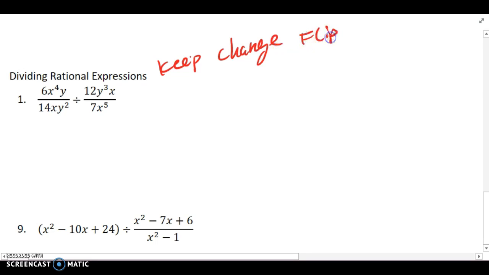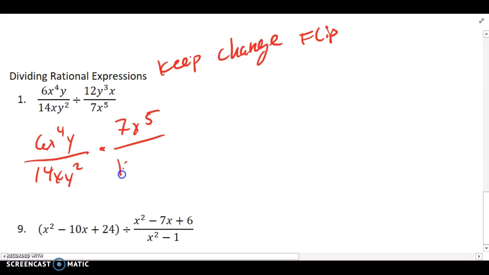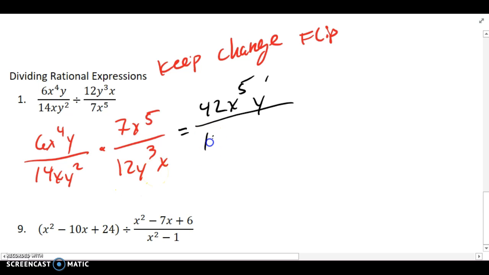That's all. So we're going to keep the first one, change to times, and then flip the fraction. Now notice there are no pluses and minuses here, so we can actually just multiply numbers. So we're going to get 42. And then this is 5 powers, and then 1 power of y. And on the bottom, we're going to get 14 times 12, which is 168.